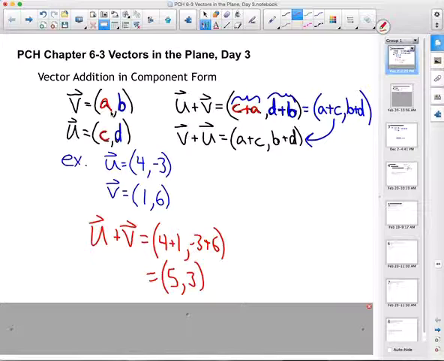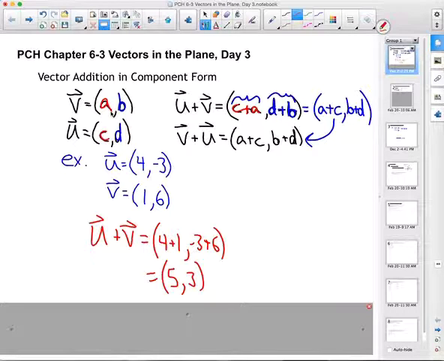The first one, the first vector u, goes over 4 and down 3. Vector v goes over 1 and up 6. So what's the net result? We ended up going over 4 and then over another 1, so there's our 5. We went down 3 but then up 6, so we ended up being 3 units above where we started. So there's our vector addition.